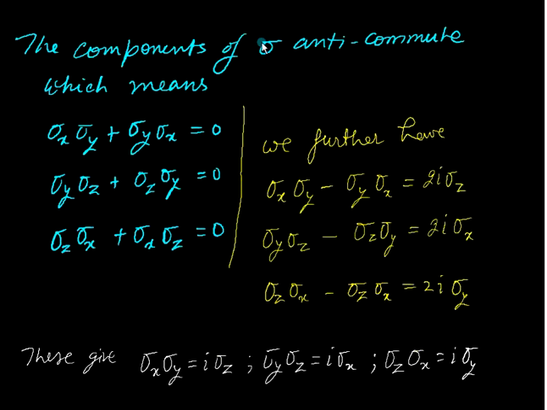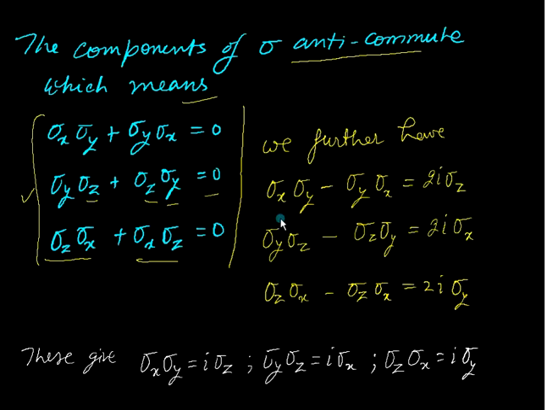The components of sigma anti-commute, which means sigma x sigma y plus sigma y sigma x is equal to 0. The next, yz component: sigma y sigma z plus sigma z sigma y is equal to 0, and now the zx component: sigma z sigma x plus sigma x sigma z is equal to 0. So these components of the Pauli spin operator signify the anti-commute properties.